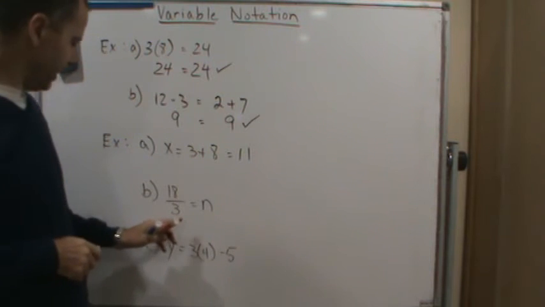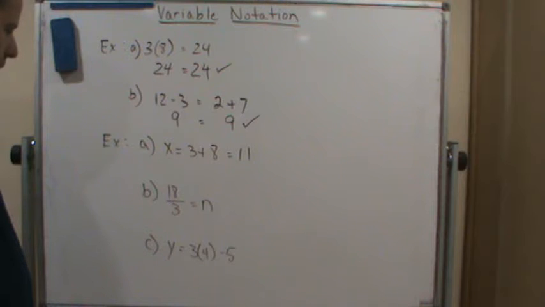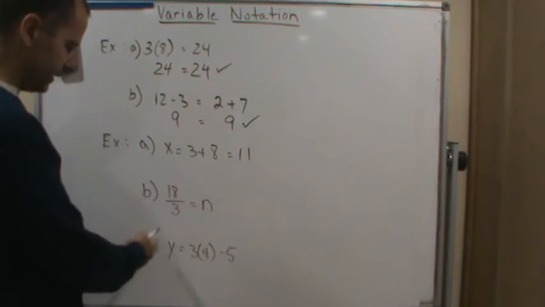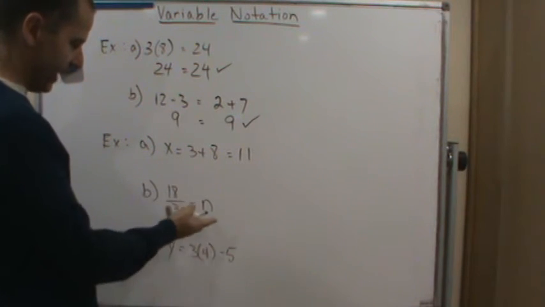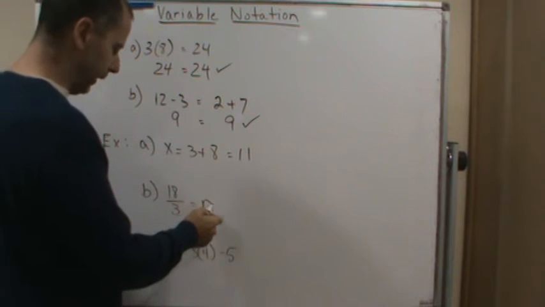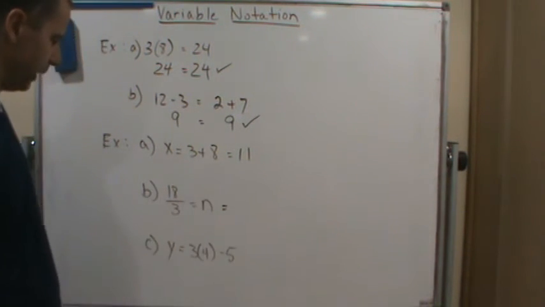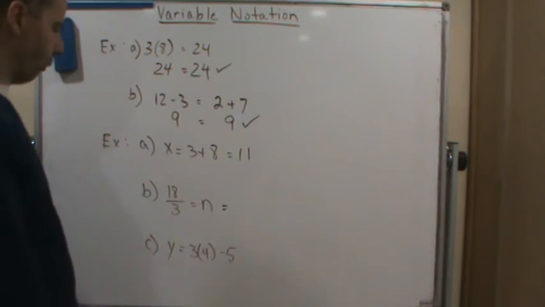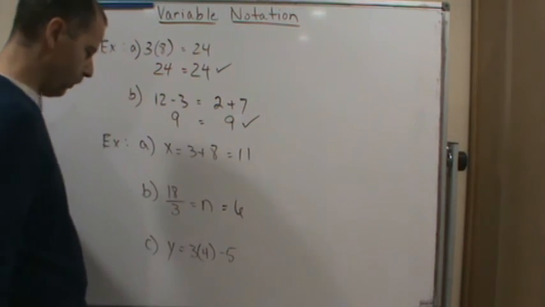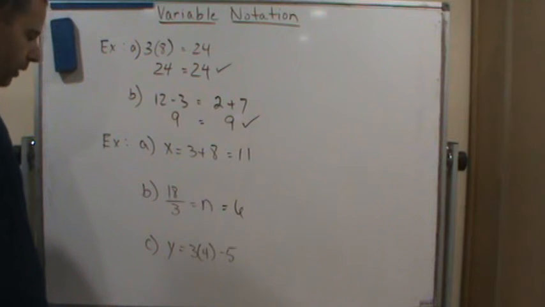Here we have n equals 18 thirds, right? Again, what value of n will make both sides the same? Well, it's 18 thirds. What do you mean? n is equal to, well, what's 18 divided by 3? We get 6. So n is equal to 6, right? Because 18 divided by 3 is 6, so we get 6 equals 6, okay?